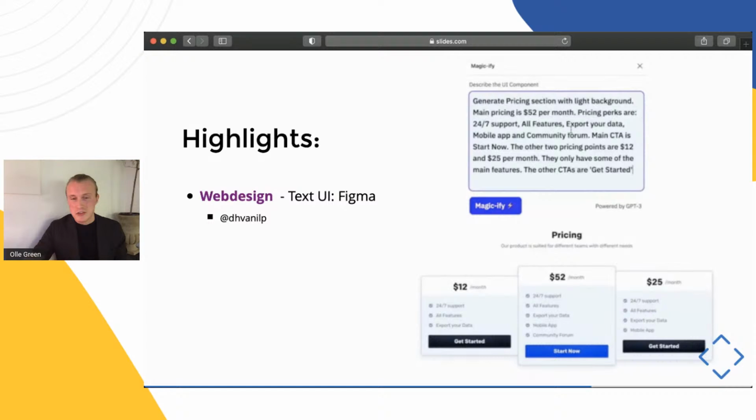So once again, in web design, getting this kind of generative template from your text, how you want it to be, can be quite impressive as well. And then of course, tweak it afterwards. But just getting this kind of code to this place is probably going to take someone maybe 30 minutes. And now it just takes a few seconds.